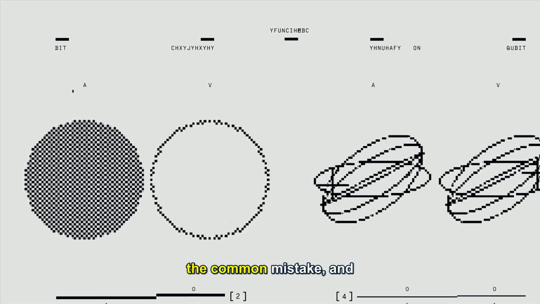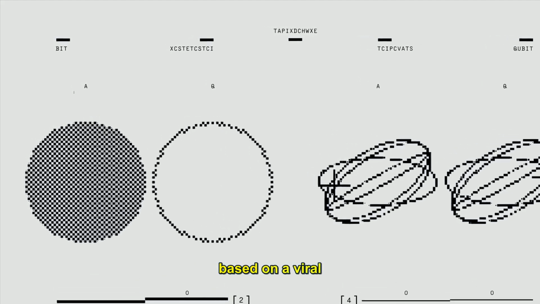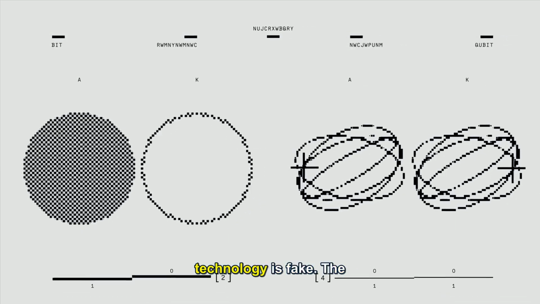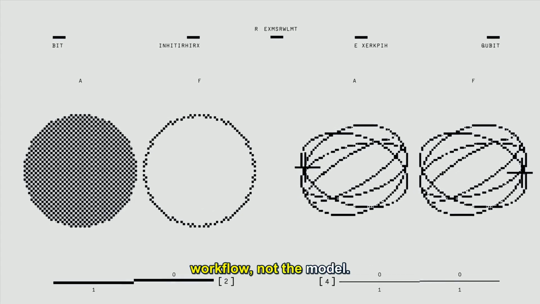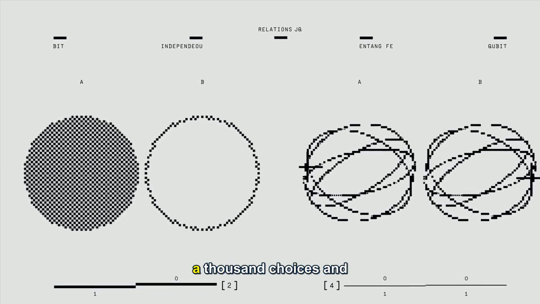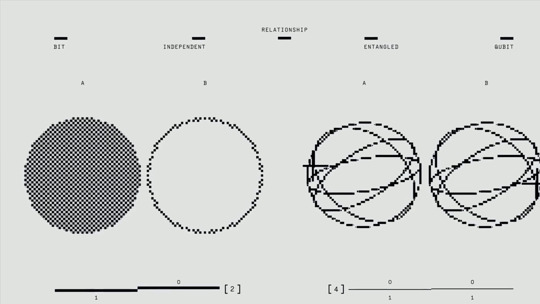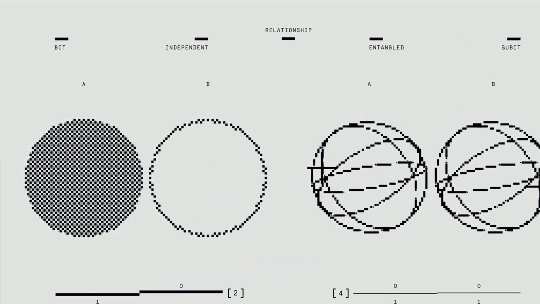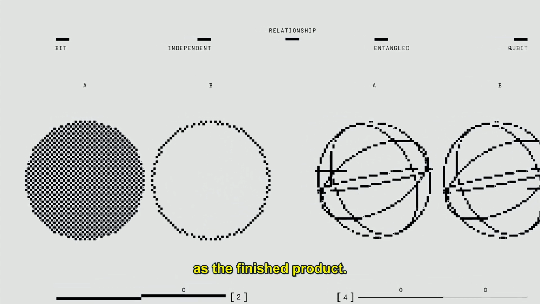Now the common mistake, and almost everyone makes it: people pick a tool based on a viral demo, generate 3 clips, hit a rough result, and conclude the whole technology is fake. The real issue is usually the prompt and the workflow, not the model. A vague prompt like "make a cool city video" gives the tool 1,000 choices and no direction. A specific prompt, naming the subject, the camera move, the time of day, the mood, and the length, gives it a target. The second mistake is treating the raw output as the finished product.